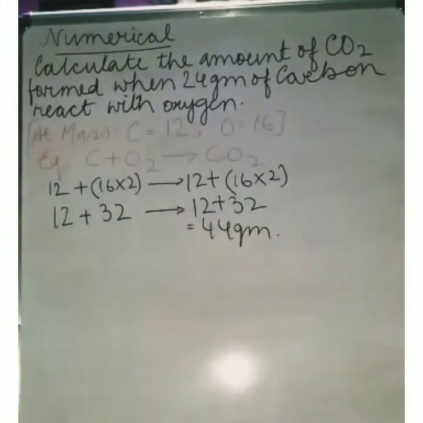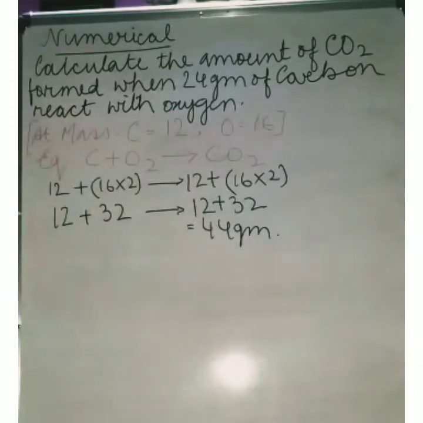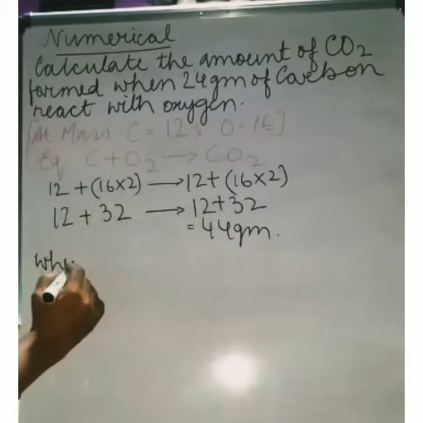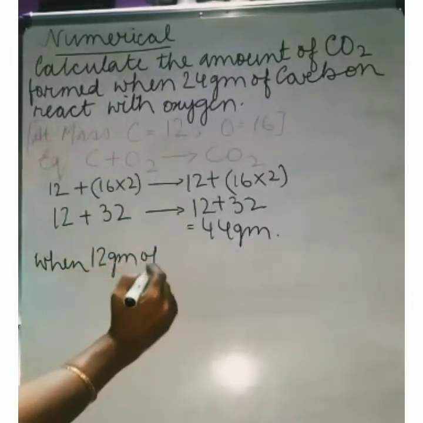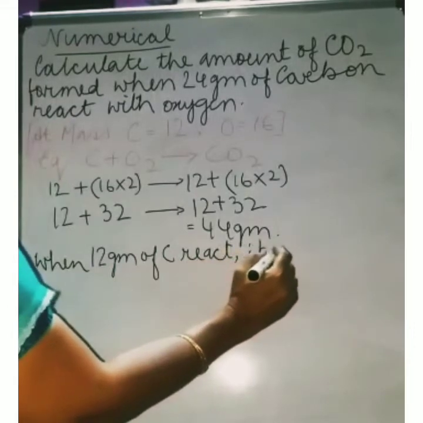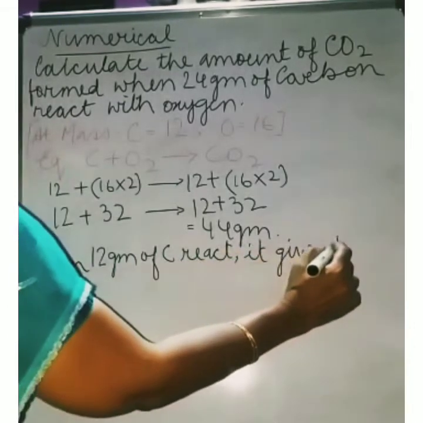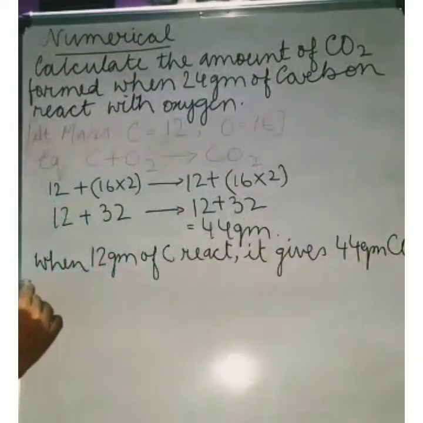So if we burn 12 gram of carbon, we get 44 gram of carbon dioxide. Once more, if we burn 12 gram of carbon, it gives off 44 gram of carbon dioxide. So let us begin. When 12 gram of carbon react, it gives 44 gram carbon dioxide.